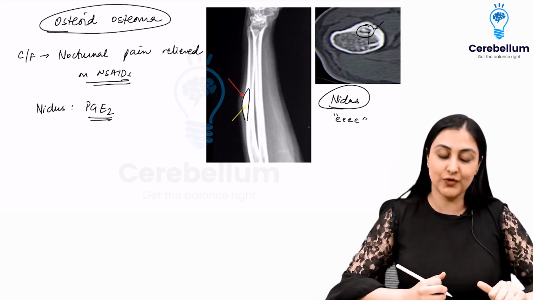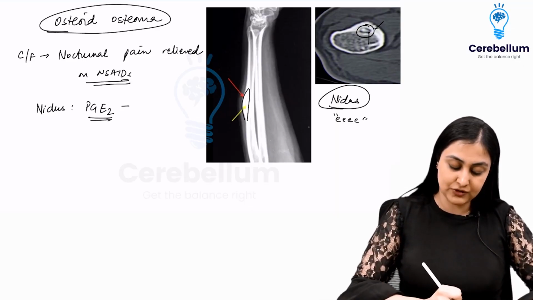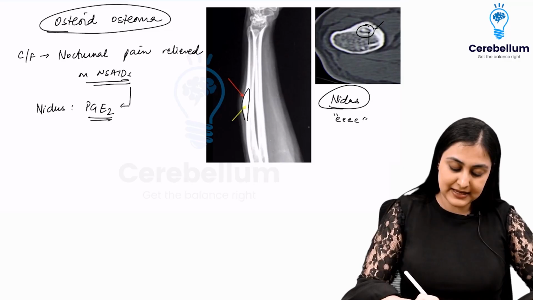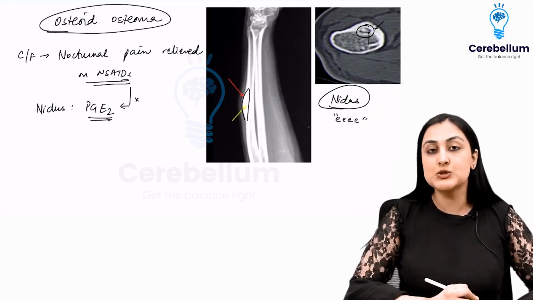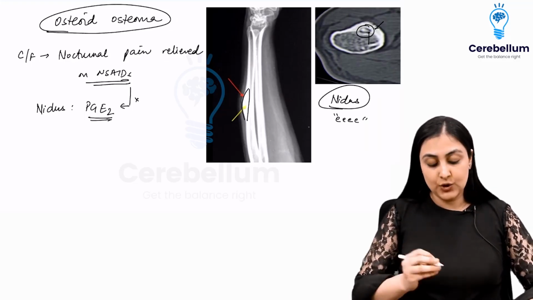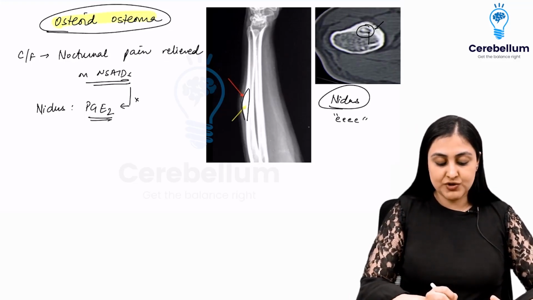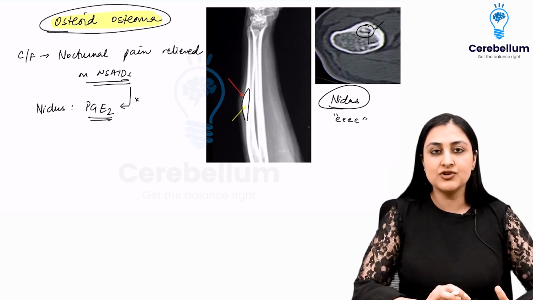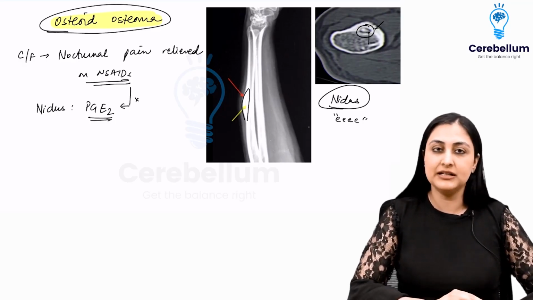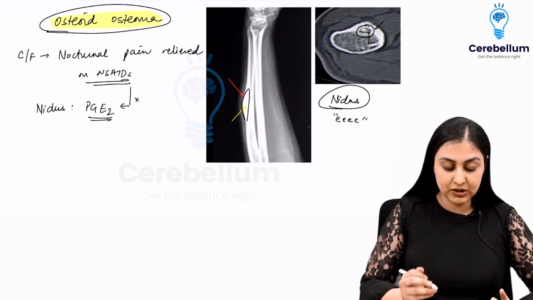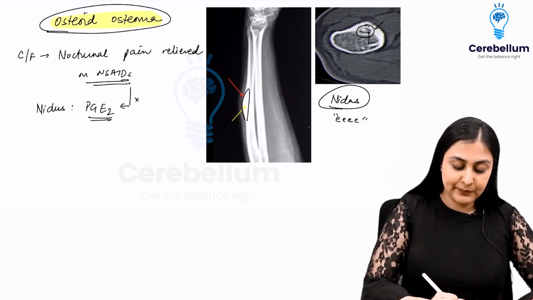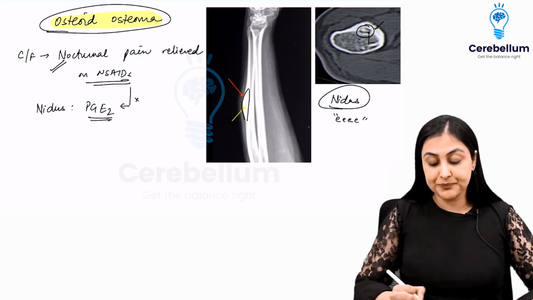So that's how you remember. It's E2. So PGE2 is being released by the nidus, and these NSAIDs are going to block that, and that is why the pain is relieved. Okay. So that is an osteoid osteoma. It can present in any age group. It could be a young patient or an elderly patient. So that would not help you out here. So what is going to help you is the typical clinical feature.